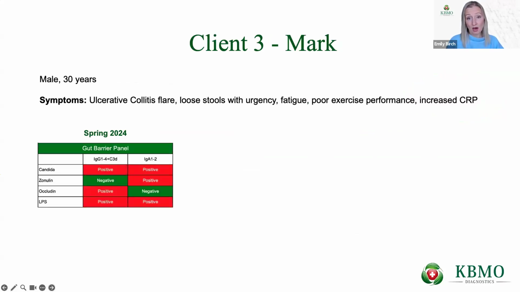Next up, we've got Mark. He's client 3. Okay. Again, you can see his gut barrier panel here. Mark's is significantly more red than Anna or Christine. He's 30 years old and fair to say he was probably feeling pretty miserable at this point. His symptoms presenting were an ulcerative colitis flare. He had loose stools with urgency, horrible fatigue, poor exercise performance, and increased CRP as well.